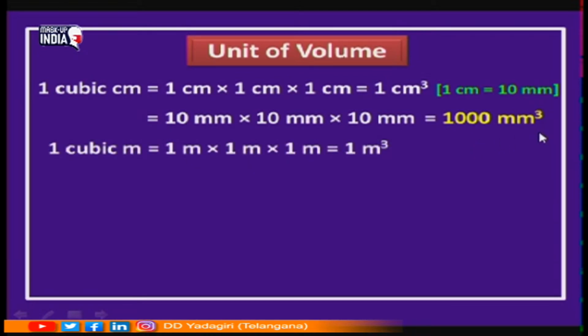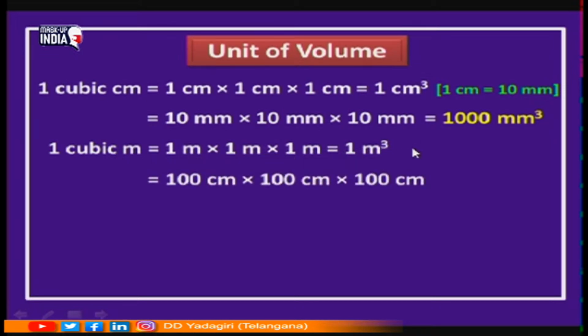Now, let us take 1 cubic meter, children. So, what do you mean by 1 cubic meter? Yes, 1 meter into 1 meter into 1 meter. So, we write it as 1 meter cube also, both are same. So, I can write cubic meter or meter cube, both are same.